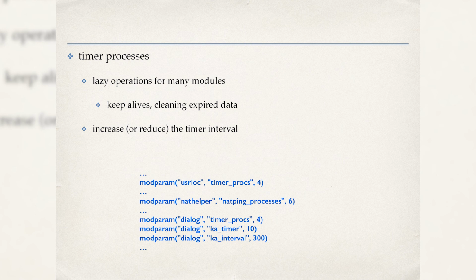So look at the modules, and you should be able to identify this kind of timer process name. So here is timer procs, or this NAT ping processes. So it should be something with either process as a module parameter or timer. Also dialogues, if you want to send keep alives to detect when one side or the other is dead within the dialogue, would be time consuming as well.